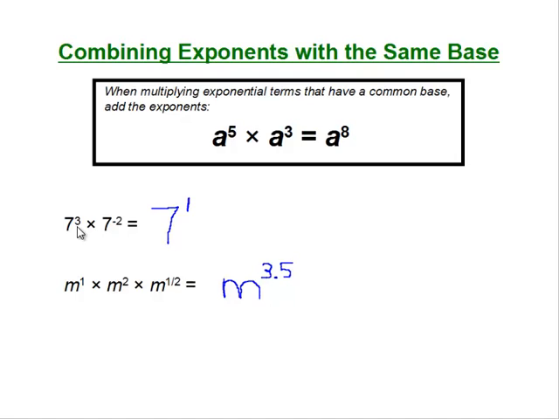Okay, so the point I want to make here is that it won't matter whether those exponents are positive or negative, or even whether they're fractional. Does not matter. This rule still applies. So 3 plus minus 2, exponent of 1. 1 plus 2 plus 1/2, 3.5.